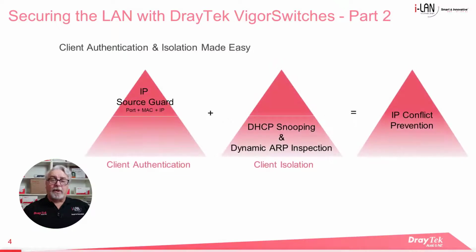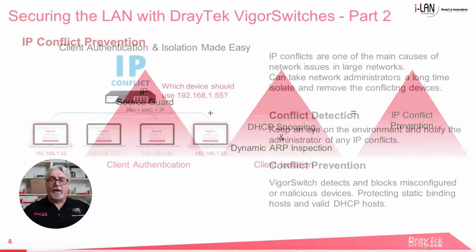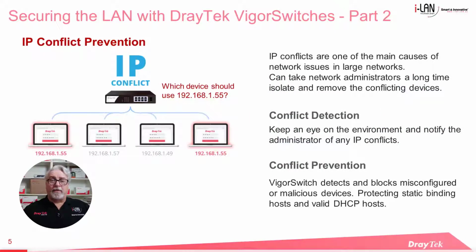In part 1 of this webinar series, we looked at client authentication using IP SourceGuard and client isolation using DHCP snooping and dynamic ARP inspection. Draitec have now combined these two methods into a new feature called IP conflict prevention to make it easier to set up and administer. So why do we need IP conflict prevention?